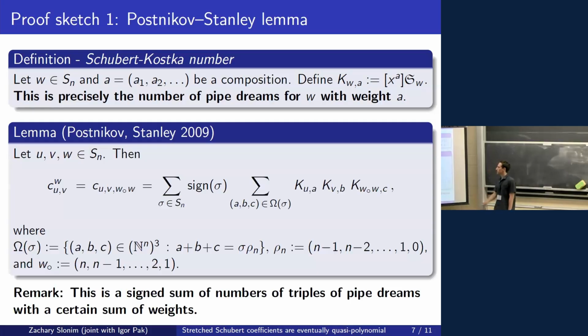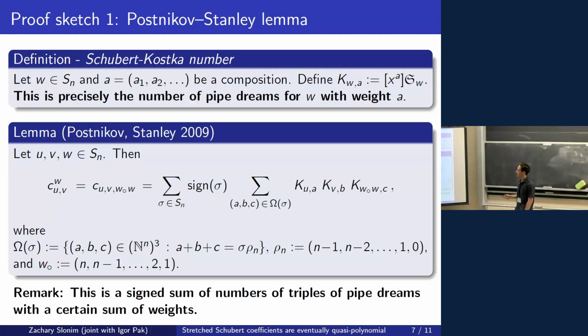And okay, this lemma looks a little bit confusing. Actually, it was brought up in the very first talk today. But the important thing we should look at is that we have this signed sum here. This sum ends up just being the number of triples of pipe dreams with a certain sum of weights. So this omega of sigma says that we have a plus b plus c equals this thing. So we're saying how many pipe dreams are there for u that have weight a, pipe dreams for v that have weight b, pipe dreams for this flipped w that have weight c, such that it adds up to this thing.